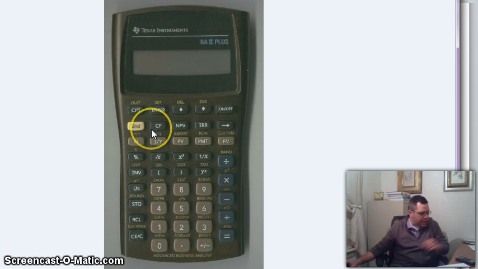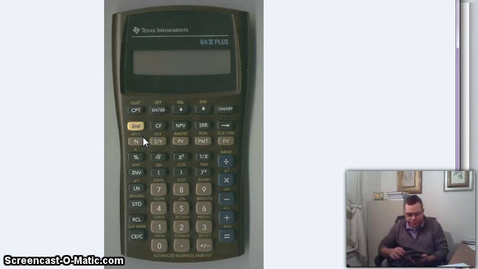If you hit this CF button, it brings up what's called a workbook. The first thing it'll probably say is CF0 equals, and then it probably has 0 there. It might have a number in there. The first thing you want to do when you open up this workbook is hit second, clear work. Right above the clear button it says clear work, and it resets it to 0. It gets all your old information out of there.